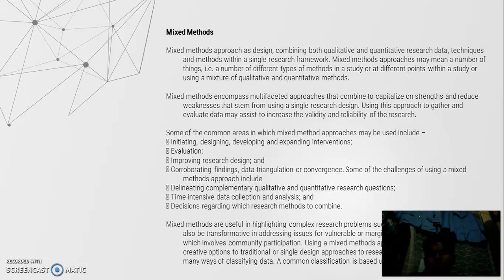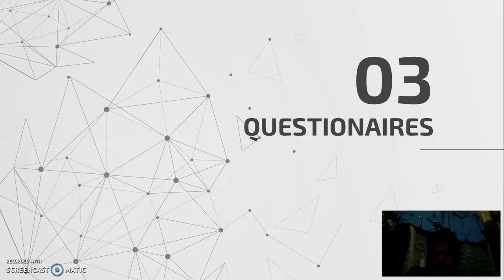And mixed methods. Some of the common areas in which the mixed method approach may be used include initiating, designing, developing, and expanding intervention, evaluation, improving research design, and corroborating findings, data triangulation or convergence, delineating complementary qualitative and quantitative research questions, time-intensive data collection and analysis, and the decision regarding which research methods to combine.